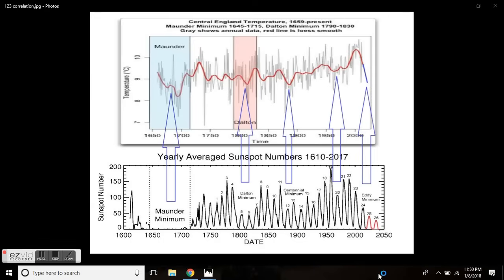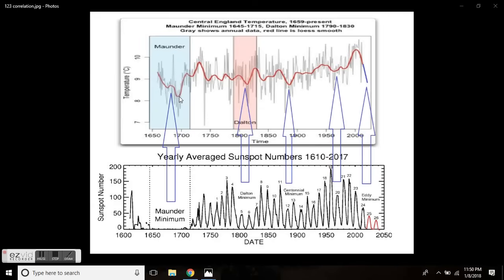Now, what I'm showing you here in our introductory class is a correlation between yearly average sunspot numbers and the Central England temperature graph. The top graph with the red line is 1659 to present. And you can see represented in light blue and pink the Maunder Minimum and the Dalton Minimum as they have been laid out in our historical record.